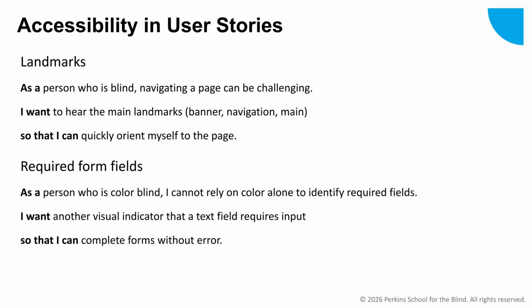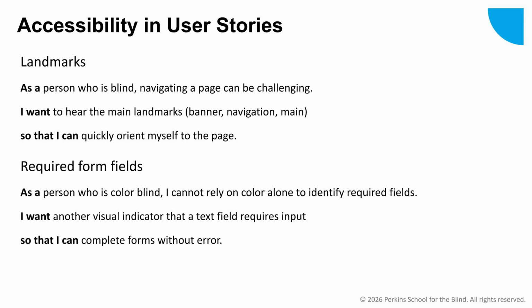For landmarks, an accessibility user story could be, as a person who is blind, navigating a page can be challenging. I want to hear the main landmark regions, banner, navigation, and main, so I can quickly orient myself to the page. For required form fields, as a person who's colorblind, I cannot rely on color alone to identify required fields. I want another visual indicator that the text field requires input so I can complete the form without error. This helps you understand what needs to be considered while building your products.